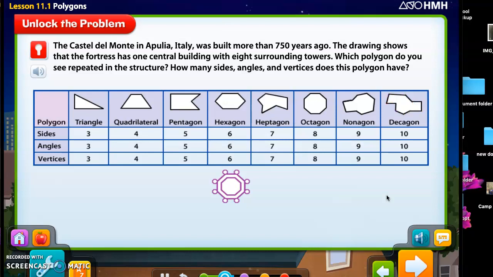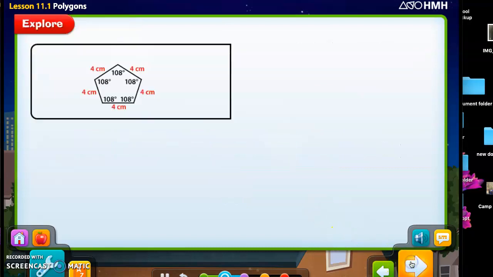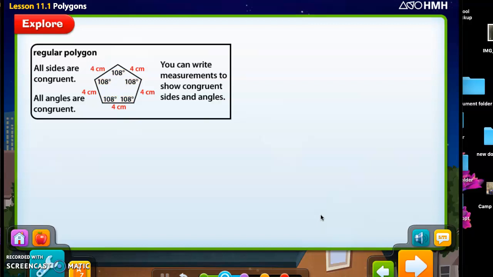Which polygon do you see repeated in the structure? The octagon is the repeated polygon in the Castel del Monte because it has 8 sides, 8 angles, and 8 vertices. When line segments have the same length, or when angles have the same measure, they are congruent. In a regular polygon, all sides are congruent and all angles are congruent.